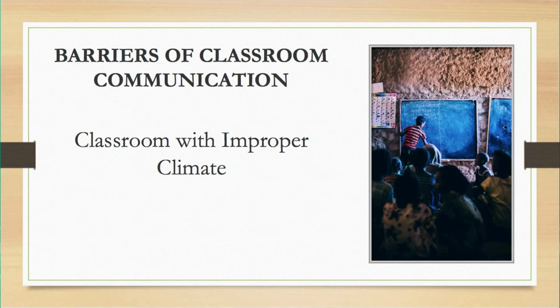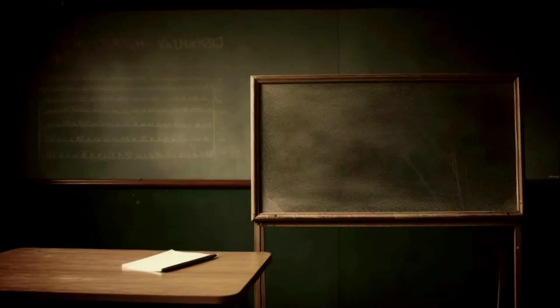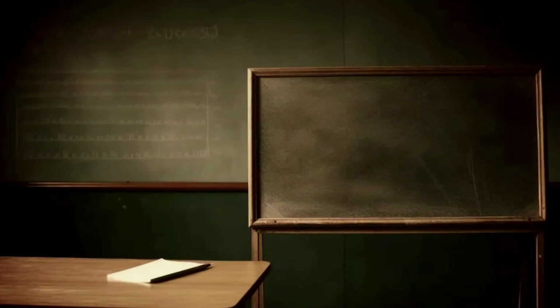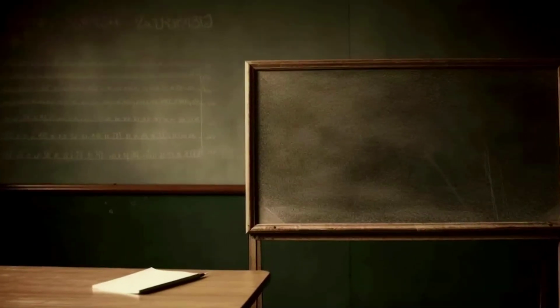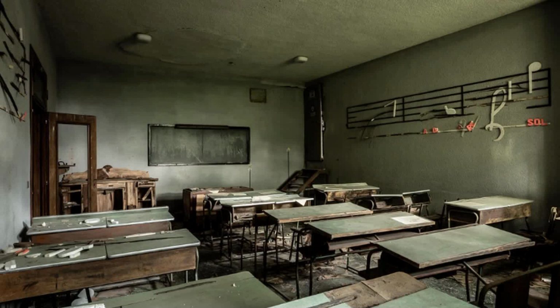Next is the classroom with improper climate. What does improper climate mean? Suppose this is a classroom. There is no ventilation, no scope for light to come in, no air. So this is an improper climate to teach a student. That type of classroom may also affect the communication process and prevent effective communication.